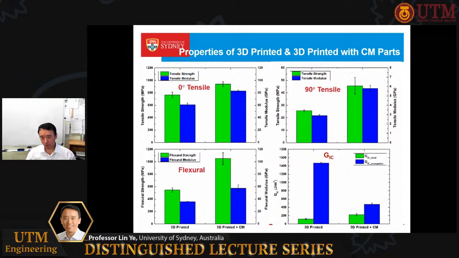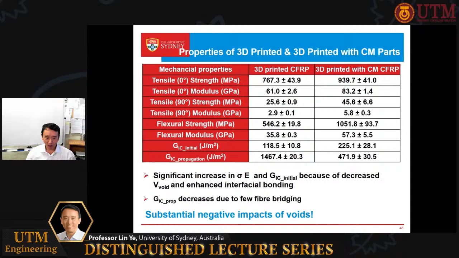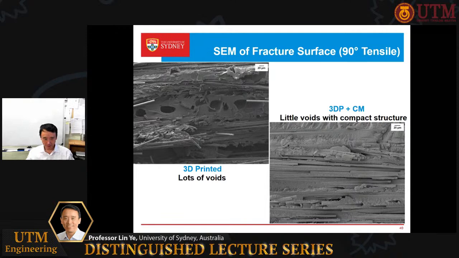For the propagation, because of the bridging, a void normally promotes fiber bridging, so eventually poor quality material may get a higher interlaminar fracture resistance with the bridging, compared to good quality. That's a phenomenon we observed a long time ago with all different types of material. So putting everything in the table, we can see that after compression molding, all the properties are improved. We understand there's a substantial negative impact from voids. If you look at the surface, between the directly printed and the printed with compression molding, you can see compression molding really removes a lot of voids.